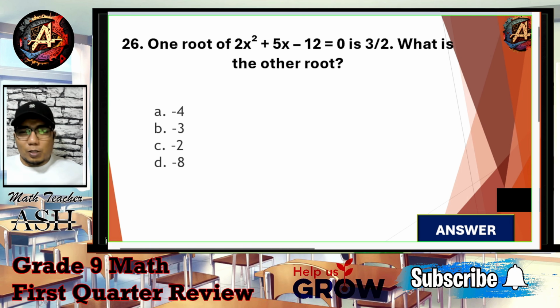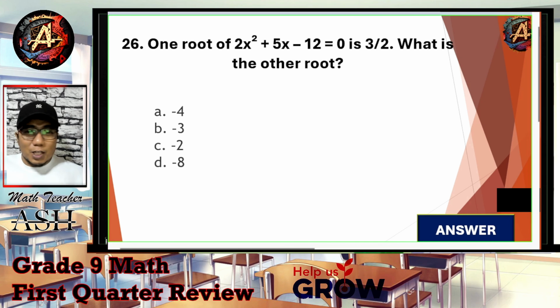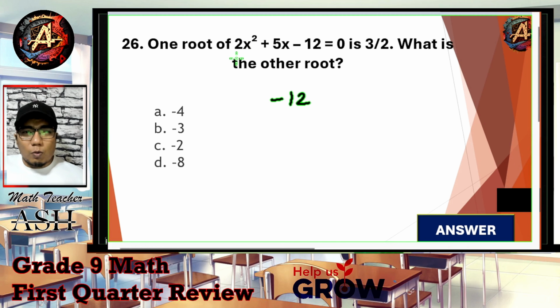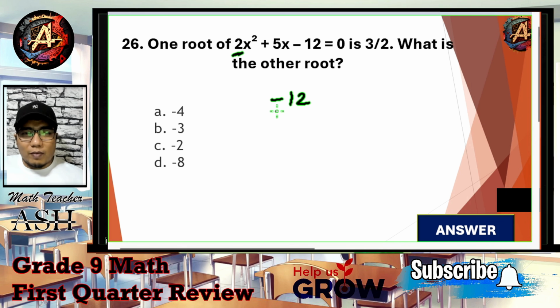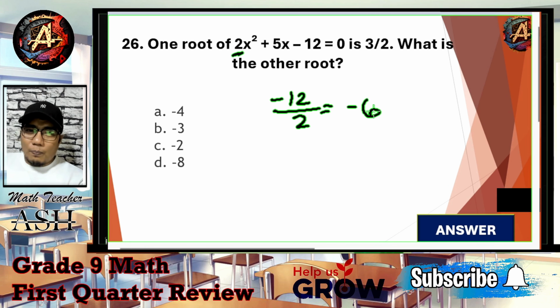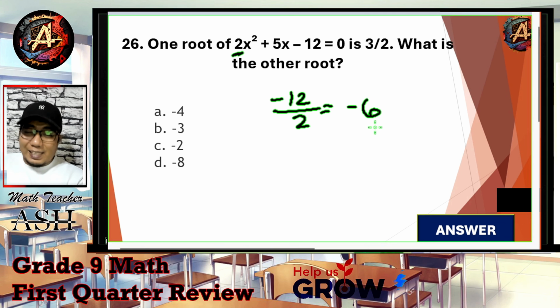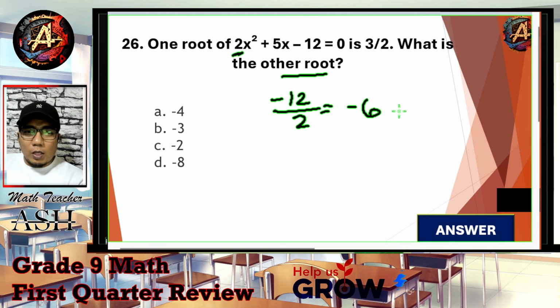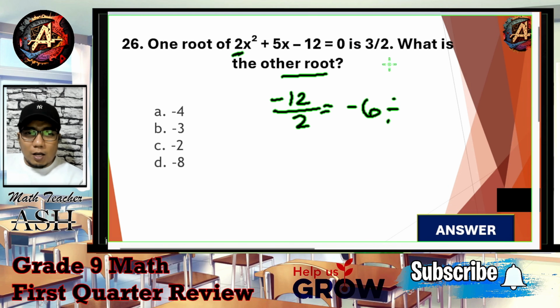Okay, my dear math learners, 1 root is given and that is a fraction. So in solving this one, of course, we will consider the value of our C. That is negative 12. But since our A here is not 1, we divide that, so the answer for this is negative 6. So now, our product of the roots is negative 6. But this is not yet the answer that we are looking for because we are looking for the other root. So what we need to do is divide this by our 1 root given.